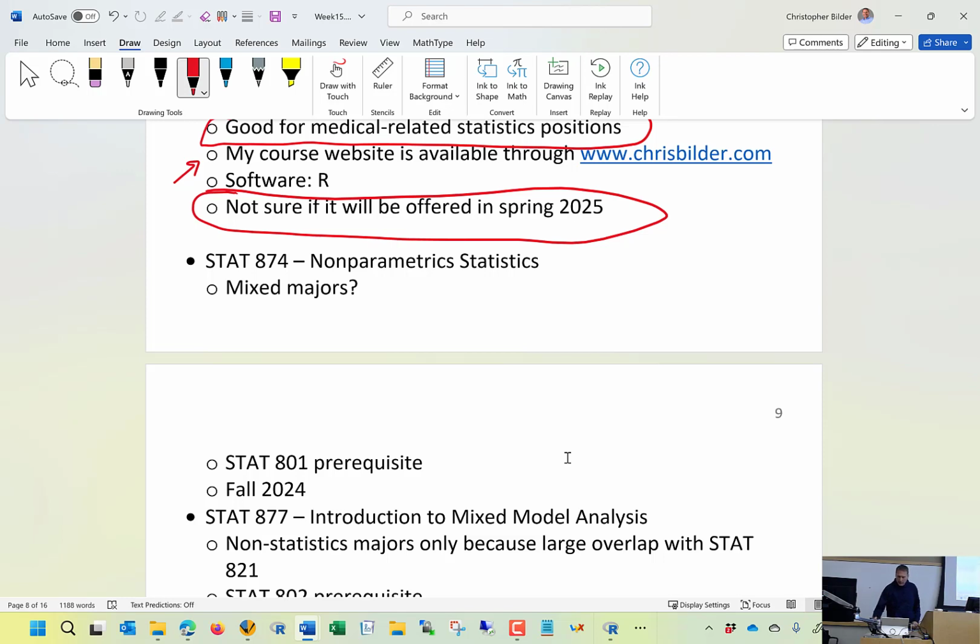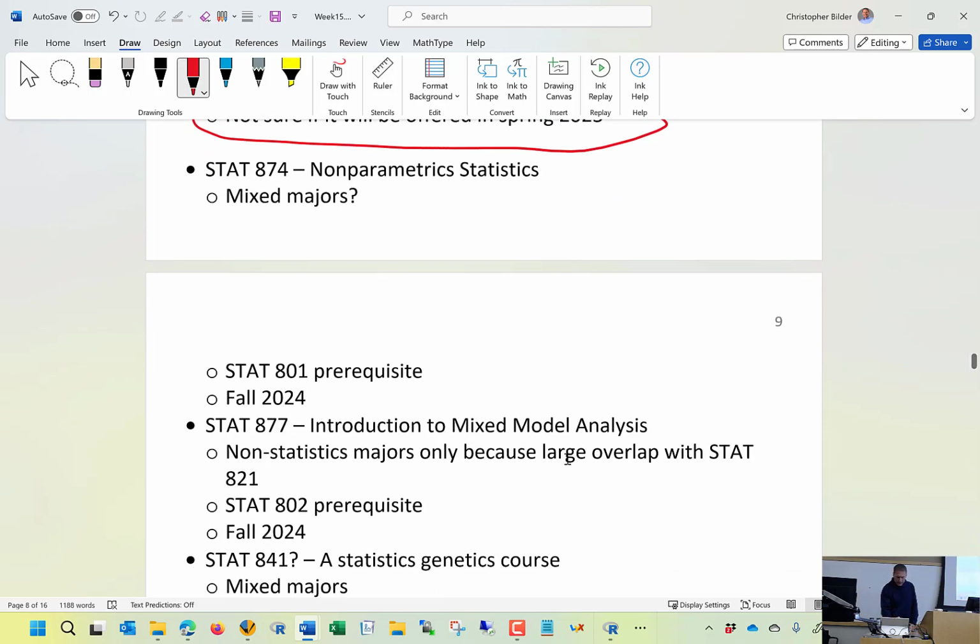Okay, so what other courses could you take? Well, in the fall, there's going to be non-parametric statistics. This is a good topic in terms of, you've seen that we often have particular probability distribution assumptions behind the things that we do in statistics. What happens if those assumptions don't work out? That's what this course talks about.